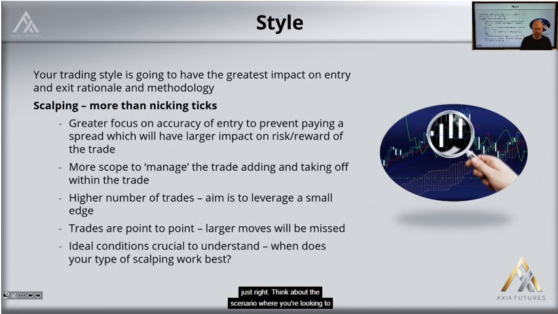Think about the scenario where you're looking to take a 5-tick move out of the market. If you're looking for 5 ticks, if you give away a tick on your entry by deciding you're not going to wait to get filled on the bid, but instead you're going to just hit market, if that's the way you try and take the trade on, you've effectively given up 20% of your trade. And if you do the same on the other side, you've given up 20% there as well.